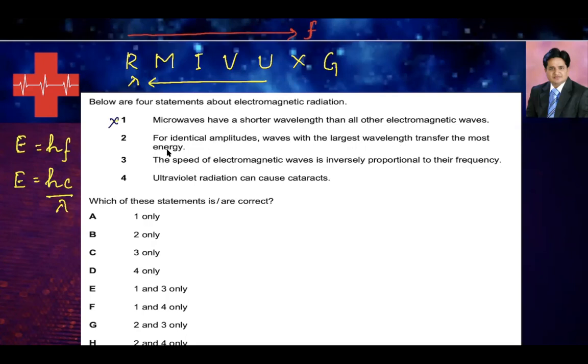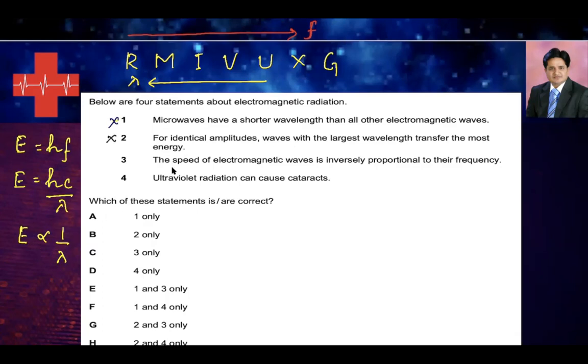The question says, for identical amplitudes, the waves with the largest wavelength transfer the most energy. In fact, energy is inversely proportional to the wavelength. This means that if the wavelength increases, energy decreases. And here it says the waves with the largest wavelength transfer the most energy. That's incorrect, because the waves with the largest wavelength will have the least energy. They will have the minimum energy.